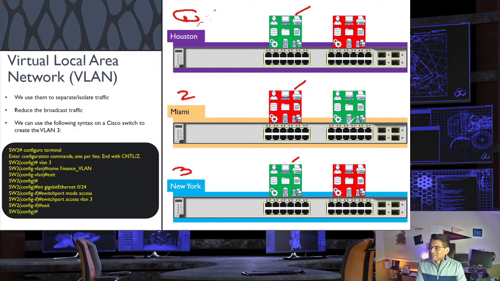Okay, for this example, we are going to pretend that we are dealing with only 2 VLANs, 2 virtual local area networks, and one will be the one in green. So the one in green could be VLAN number 3, and the one in red could be VLAN number 2.